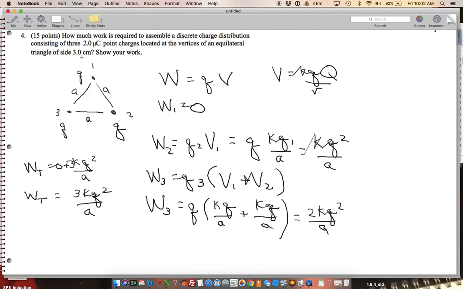Just make sure you notice the centimeters. So when I plug in, W total is equal to 3 times K, I'm sure you'd have that constant, times Q, which is going to be 2 times 10 to the minus 6 coulombs, over A, which is 3 times 10 to the negative 2 meters. And so you can calculate that.